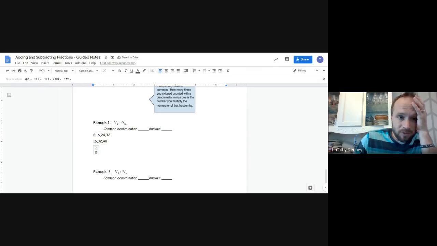I've got to multiply this by some number on the bottom so that I get 16. 8 times 2 is 16. And I have to do the same thing up top so I don't change the actual value of the fraction. And I'm going to end up with 14/16.